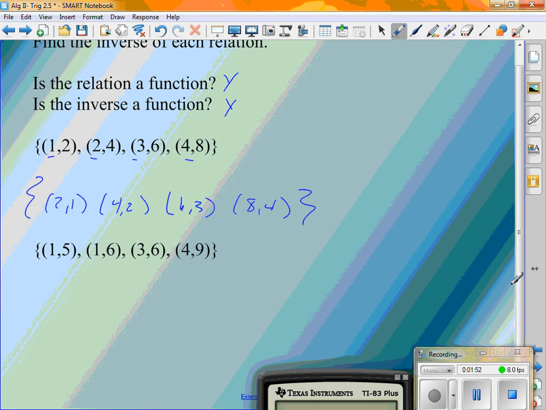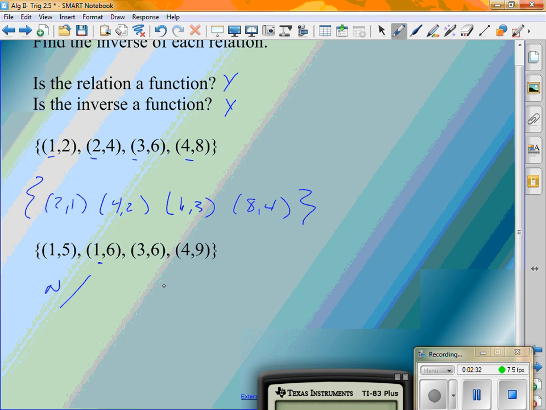Looking at this one, I have 1, 5, 1, 6, 3, 6, 4, 9. Is the original relationship a function? Yes? Why? Are you sure? Well, this one here and this one here are the same. Does it go to the same number? No. So it is not a function. It is not a function for the original relationship.